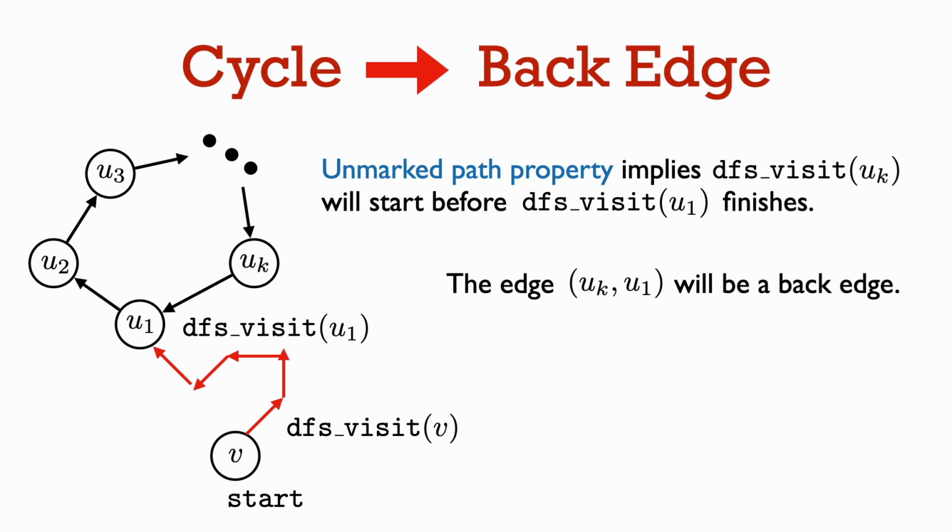So in DFS visit of UK, we will consider this edge from UK to U1. And since DFS visit of U1 has not finished yet, U1 will still be on the stack. So the edge from UK to U1 will be a back edge. So this finishes the proof that we find a back edge if and only if the graph has a directed cycle.